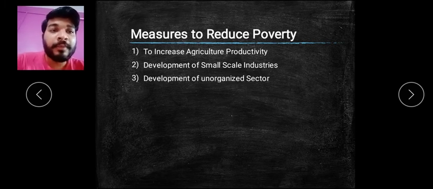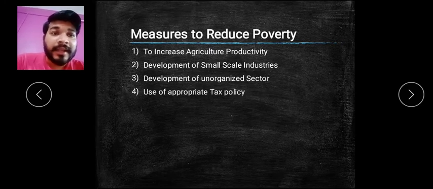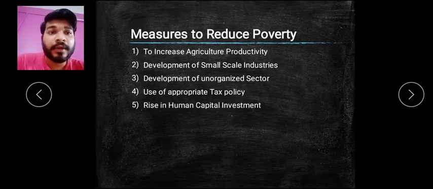Then comes the development of the unorganized sector. What is the unorganized sector? It does not follow a systematic structure, it works on its own, like vendors and street sellers. Then use of appropriate tax policy: how the tax burden should be distributed among the rich and the poor. Then a rise in human capital investment: skills development, where labor should have more skills and abilities. How much investment should be made in training, since human capital is nothing but labor.